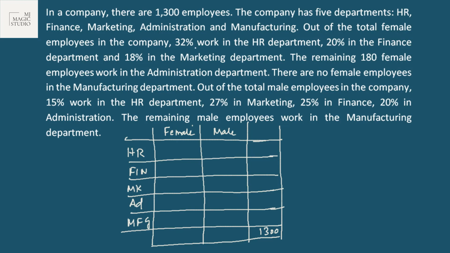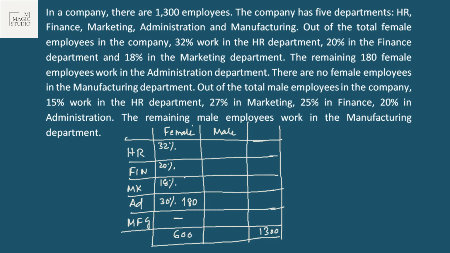Out of total female employees in the company, 32% work in the HR department, 20% in the finance department, 18% in the marketing department. The remaining 180 female employees work in the admin department. In admin department, we have got 180. There is no female employee in manufacturing. This is 0. Now 32, 52, 70. This is 70%. That means the remaining is 30%. 30% is 180. That means 10% is 60. Total females should be 600.